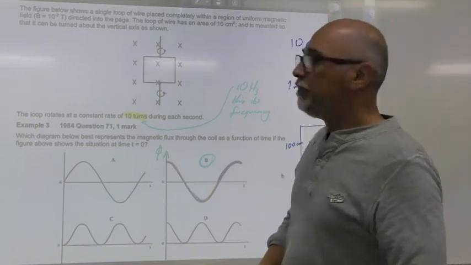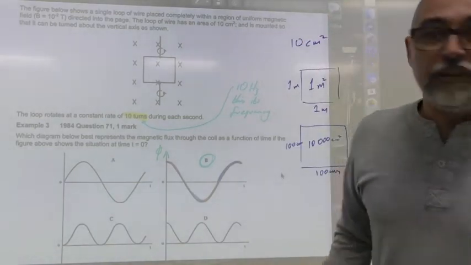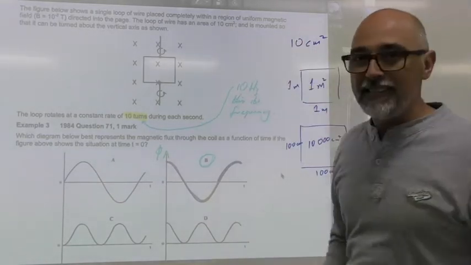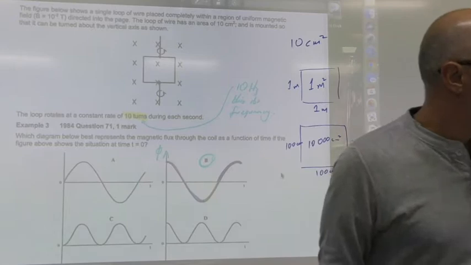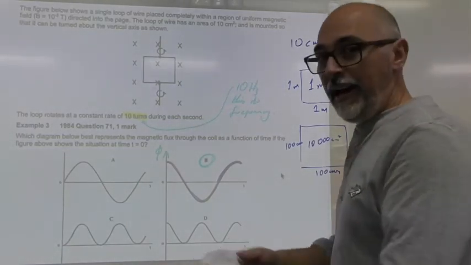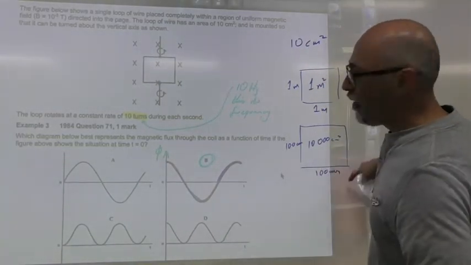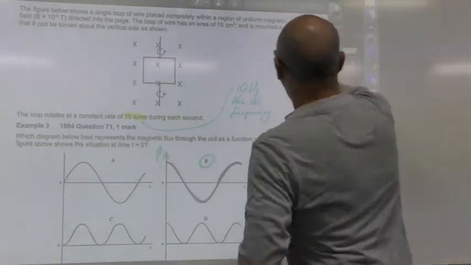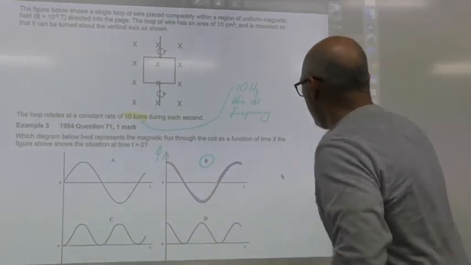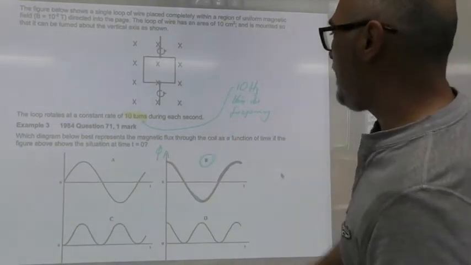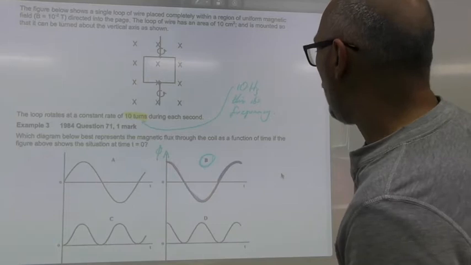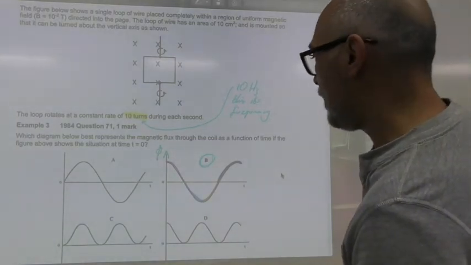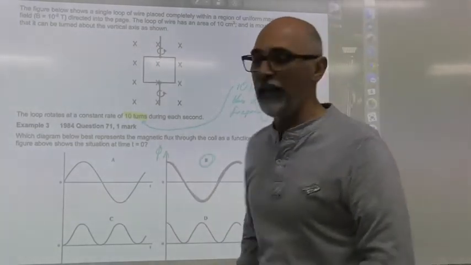All right, so now in this question, you didn't really need to do that because they didn't actually ask for that, it was just talking about the graph, but I know that that does come up sometimes, and if you're not fully aware of how conversions work in area, now you are. All right, so 10 square centimeters. The question asks, which diagram below best represents the magnetic flux through the coil as a function of time if the figure above shows the situation at time equals 0? So at time equals 0, you've got full flux, all right?